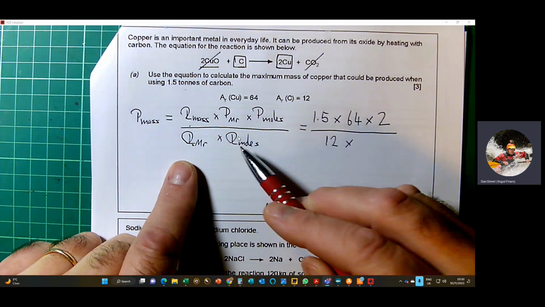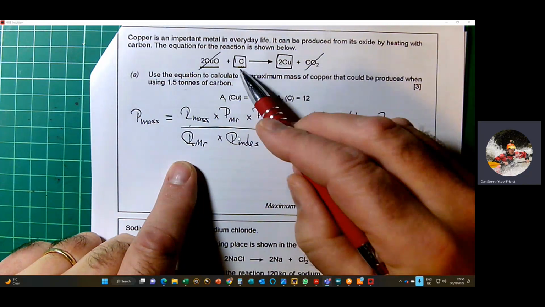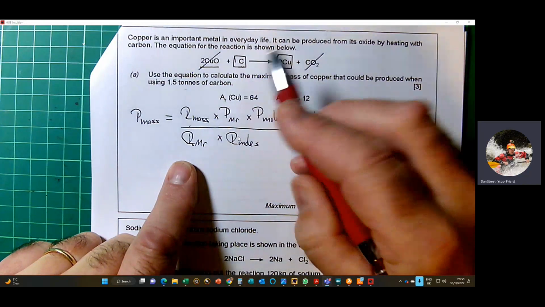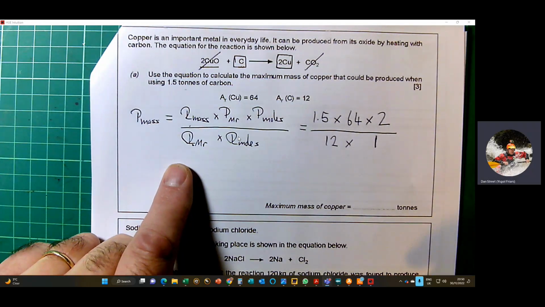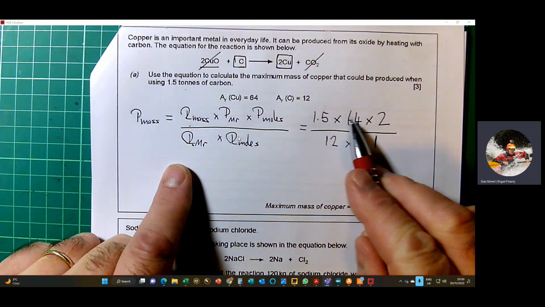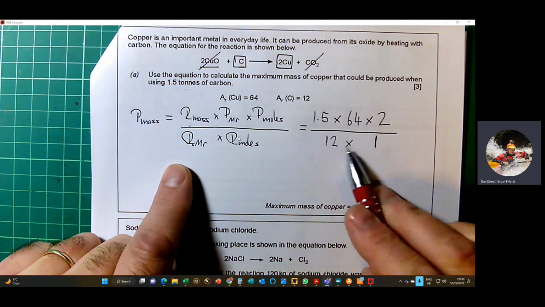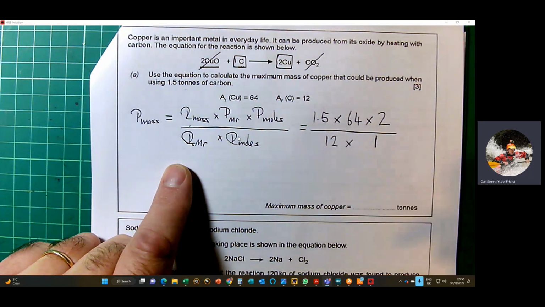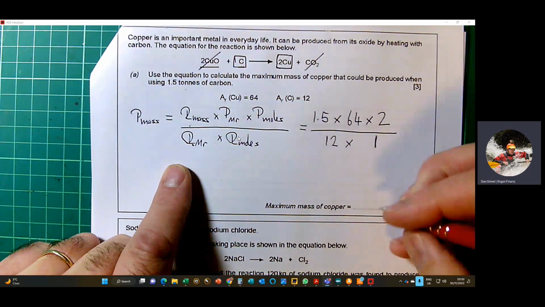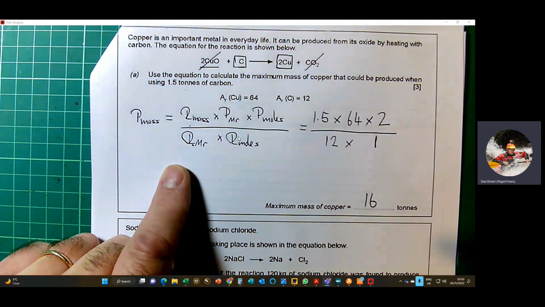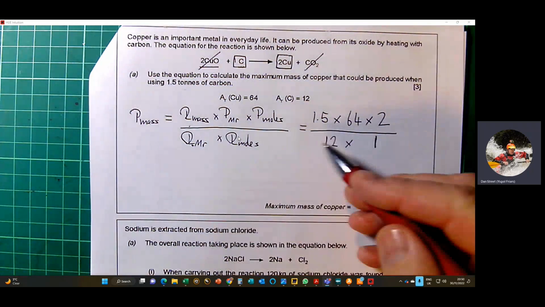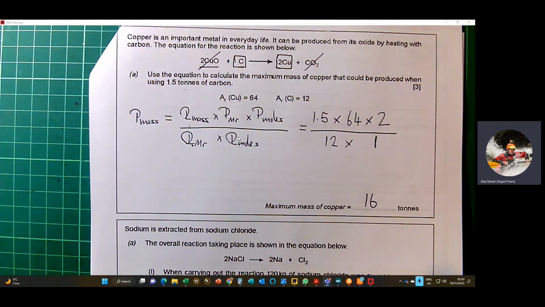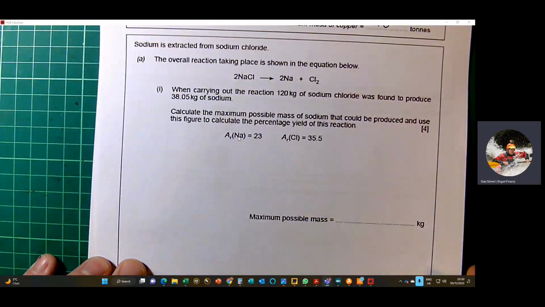And then the reactant moles. Okay, so the reactant is carbon, and we've seen that there's only 1 mole of reactant required. So if we multiply that out and divide it by 12, because of course 12 times 1 is 12, then we will get 16 tons. Okay, so that's the all-in-one method, if you like. Okay, we move on to the final question.